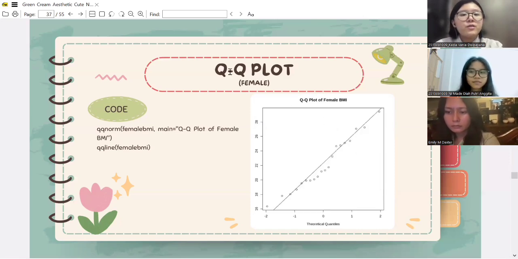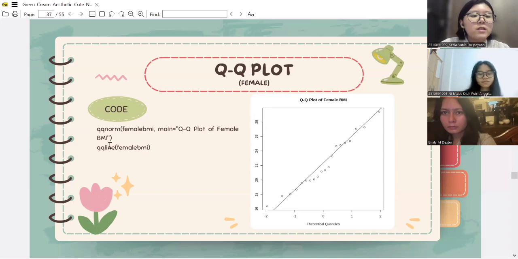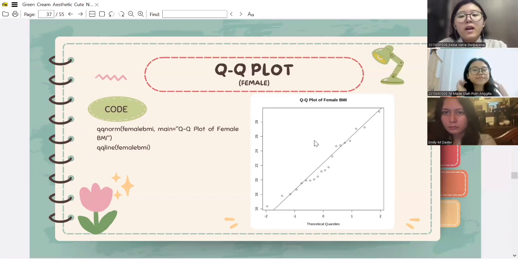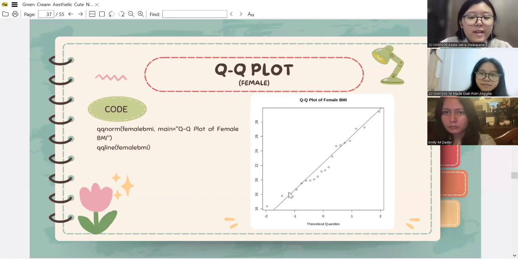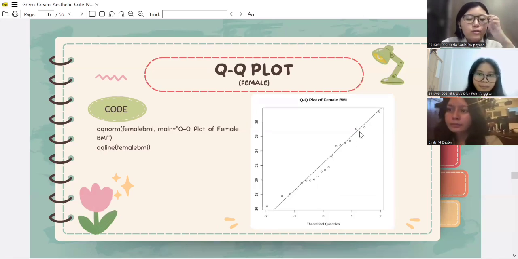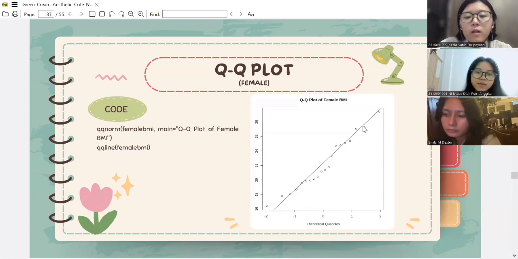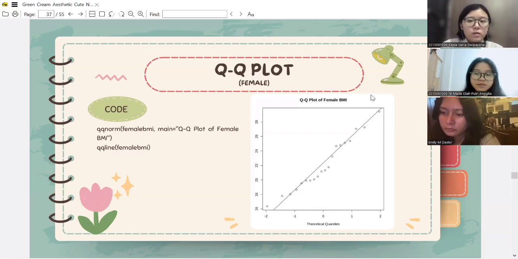We'll move on to the QQ plot for female. This QQ plot can be created using the QQ norm function and QQ line function. And if we observe in this graph, most data points lie closely to the reference line, particularly in the middle of the distribution. This suggests that the female data are also approximately normally distributed. There are only slight deviations at the tails, and overall, there's no indication of serious deviation from normal distribution.